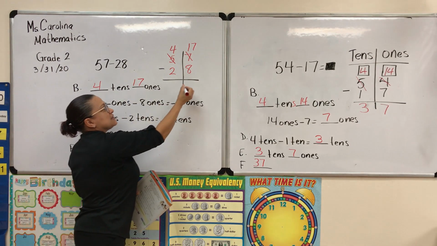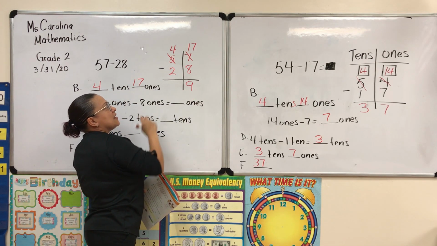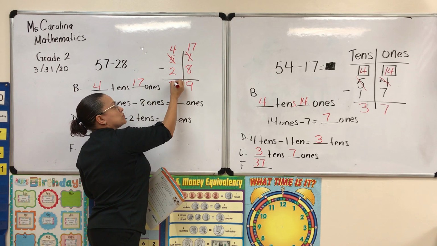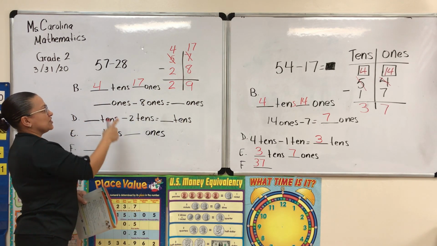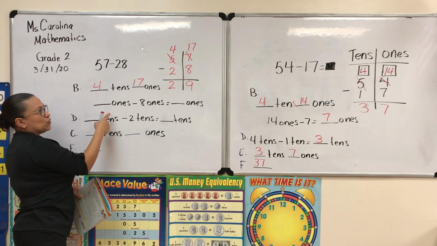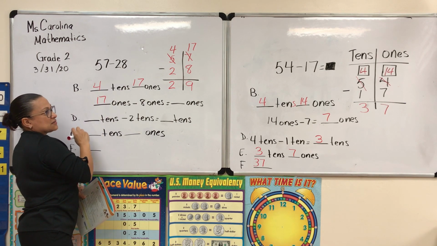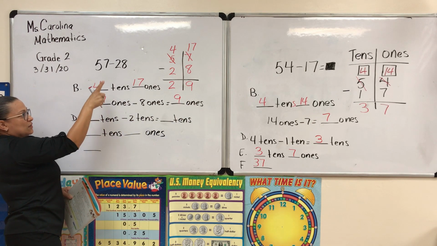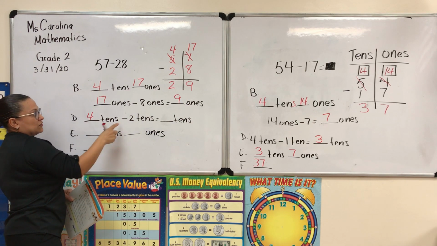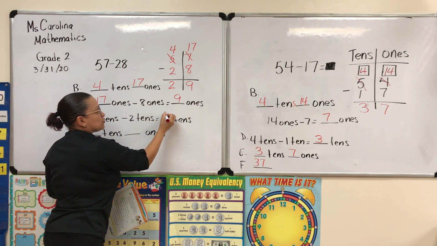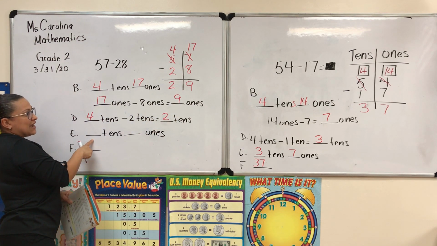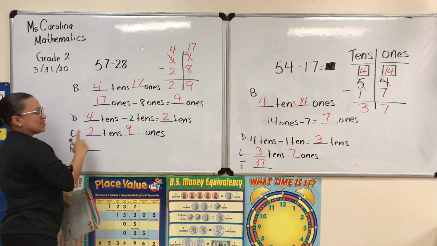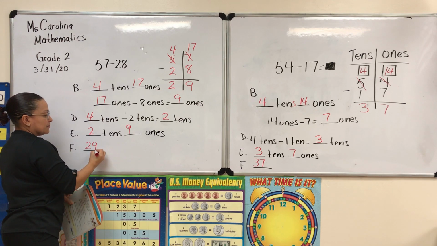17 take away 8 equals 9. Again, your 17 ones turns into 9, and you come to your tens, which is 4. You take away 2 equals 2. Now the result is 2 tens and 9 ones, which is 29.